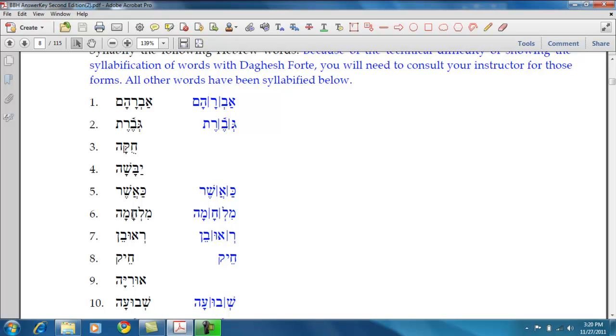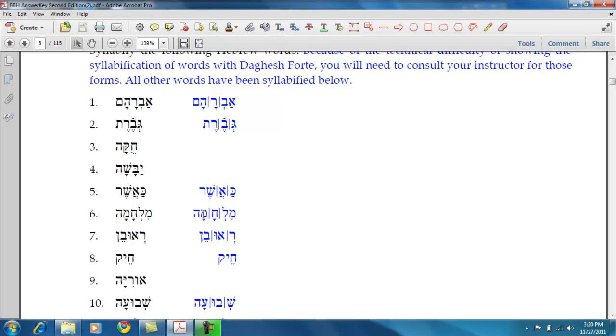Number 6 we're going to go into is milchama. So we have the mem and the hirik and the lamed. This is a non-vocal shva because it's following a short vowel, a hirik. So we break the syllable here, and then we start with a consonant for the next syllable, chet and kamets. Then we break the next syllable, mem, kamets, hey. That's mil, cha, ma.